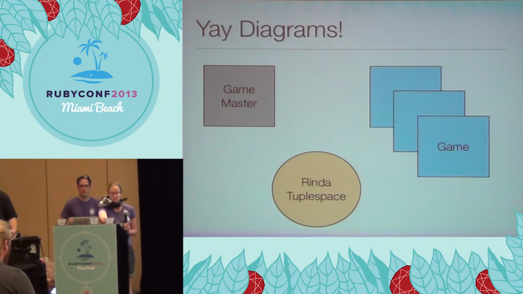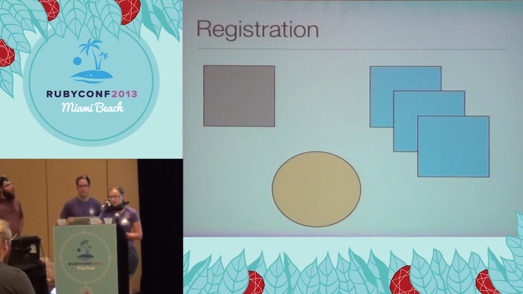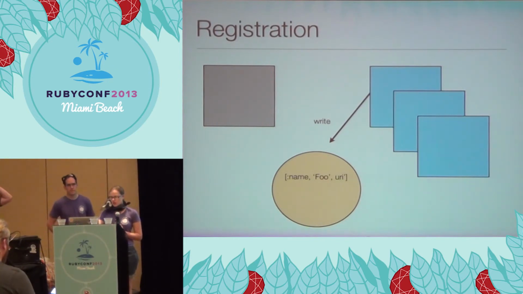So yay diagrams, because there's not space on all the slides for all the words. We'll be color coding the components like so. So for registration, and this is the stuff that's baked in directly to the Shuttlecraft gem, each of the games simply, when it tries to register with the game, just writes a name into the tuple space.